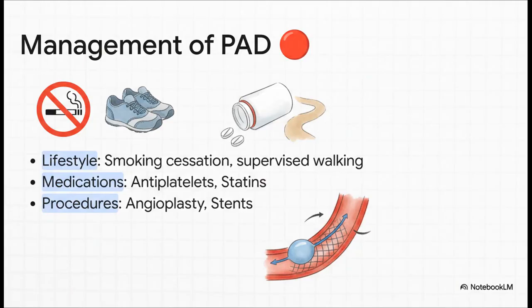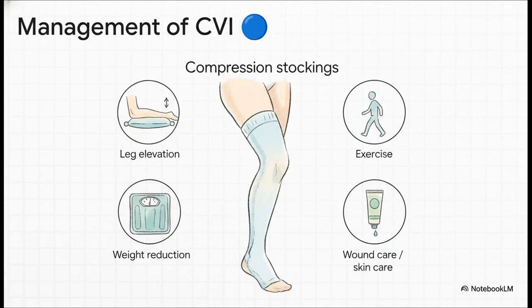Managing PAD takes a few different approaches. Lifestyle changes are the absolute foundation. Quitting smoking isn't just a suggestion, it's non-negotiable. And a walking program is huge. Then we'll add in meds like aspirin and statins. And for really bad blockages, we can go in and physically open up the artery with a stent or even a bypass graft. Now for CVI, the strategy is totally different because the problem is different.